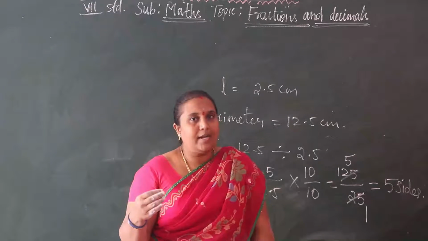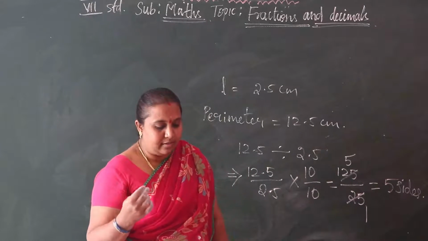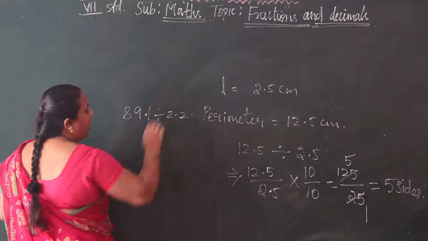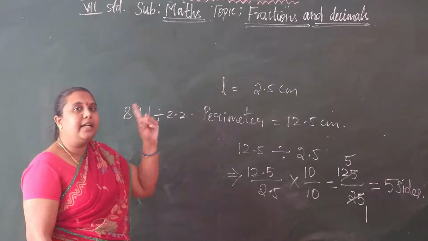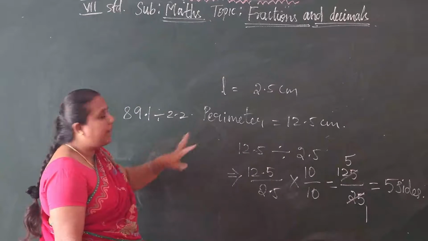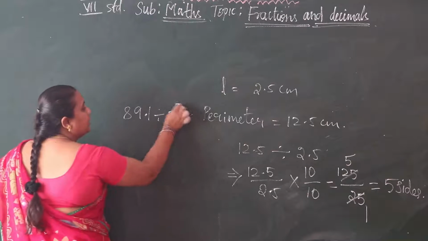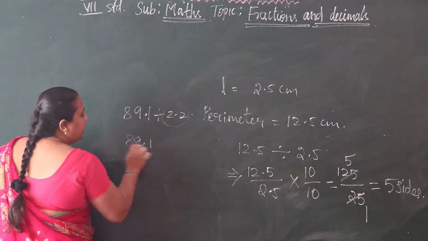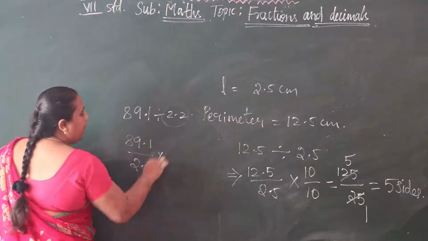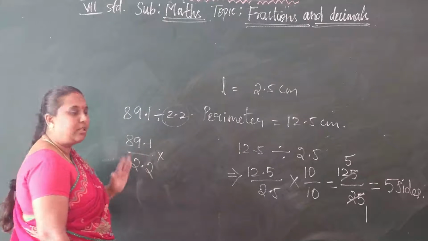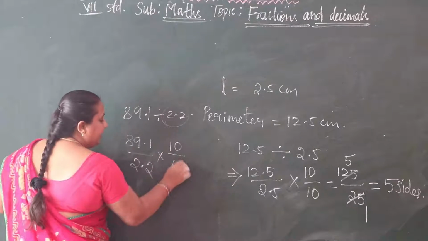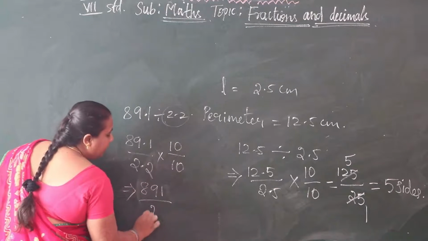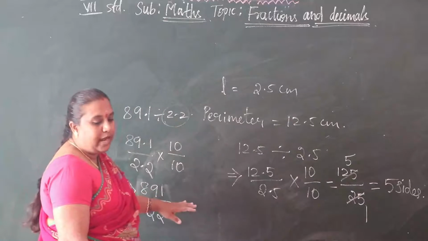So 89.1 divided by 2.2 hours, because we want to find it for 1 hour. Before this, we have to write the reciprocal form of the divisor. So 89.1 divided by 2.2. We have to remove the decimal points before the division, so 10 by 10, and we get 891 by 22. Okay, so we have to divide this.